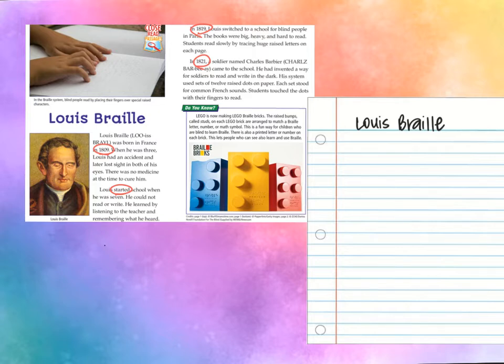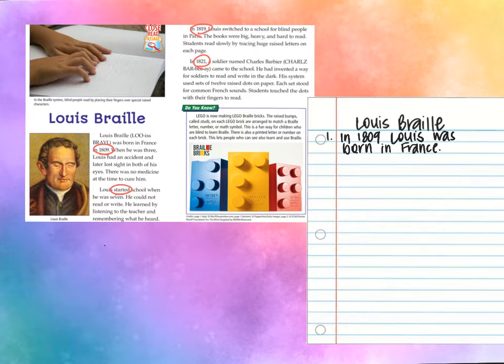So I want to stop and think, okay, was there anything in there that was important that I should probably write down as an important event? I already see that we've got 1809. That's when he was born. Okay, so I'm going to put in 1809. Now remember, I don't want to copy straight from the text, so I'm going to put this into my own words. So in 1809, Louis was born in France.